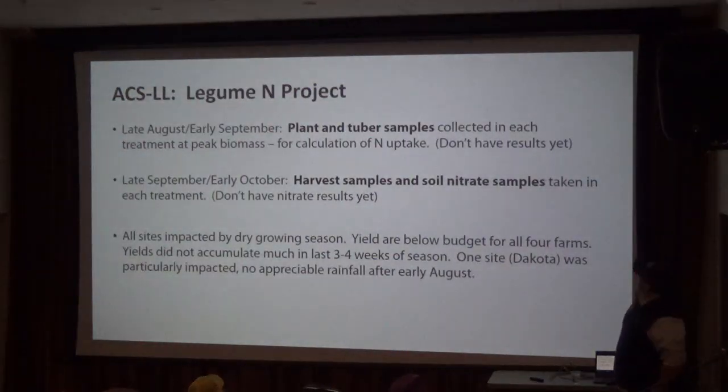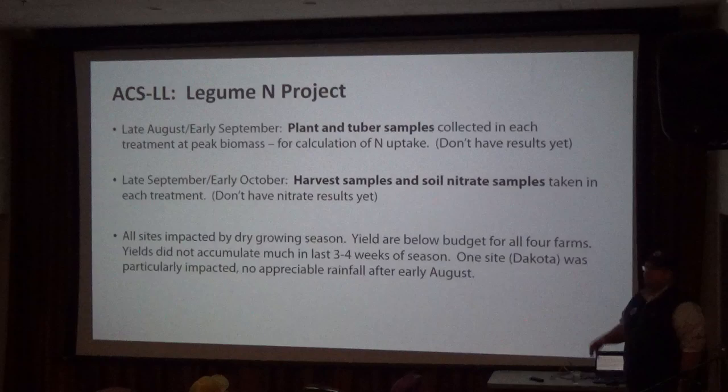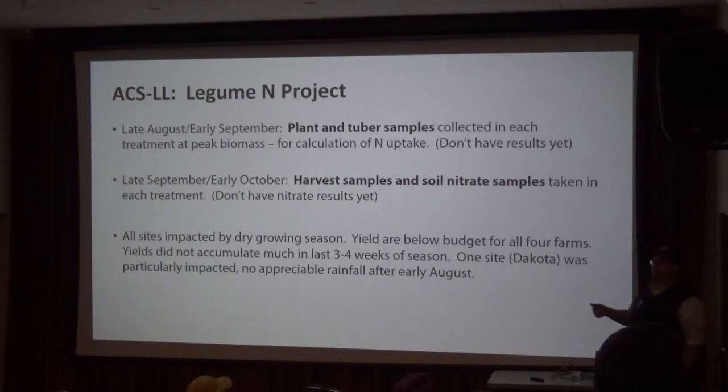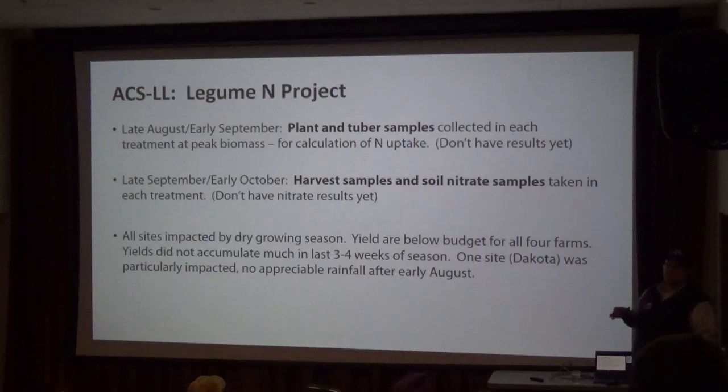So we did plant and tuber samples as well in late August, early September. When the plants were at basically what we call peak biomass, we took a certain number of plants in each treatment back to the lab to analyze how much nitrogen was in them, to understand how easily those plants took up nitrogen, and whether there were differences between the plots. Particularly, we can use this to try and understand from that 0N plot how much nitrogen the plant was able to get from the soil despite the fact we didn't fertilize it with any nitrogen. So we can use that plus the yield estimation to understand how much potential nitrogen is coming from the legumes.